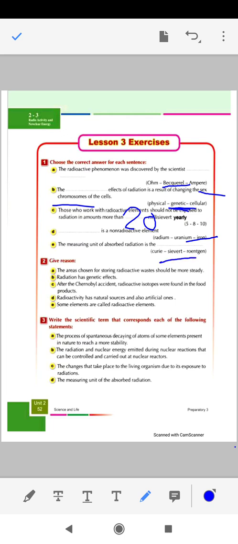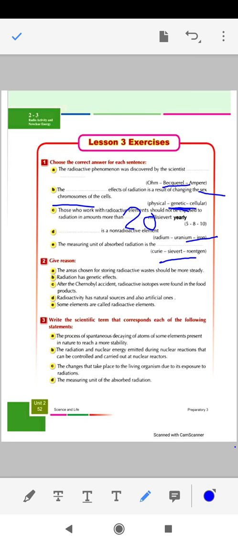طيب give reason. The area chosen for storing radioactive wastes should be more steady. هقول له to avoid spread of radiation. More steady يا مستر اللي هي تكون far away from earthquake and volcano. طيب B. Radiation has genetic effect. أقول له يعني إيه genetic effect؟ أقول له because it change in the sex chromosome causing abnormal pairs.